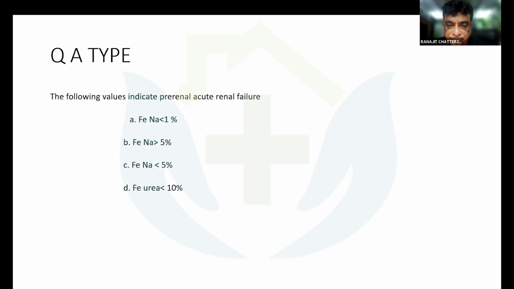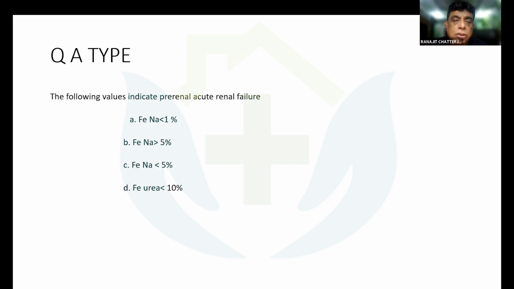Which one is right? Yes, right. Now, what is fractional excretion of sodium? Archana, you are also right. So, what is fractional excretion of sodium? Urinary sodium by serum sodium divided by urinary creatinine by serum creatinine, into 100. If this is less than 1%, that means the patient is in pre-renal acute renal failure. But there is a rider here.